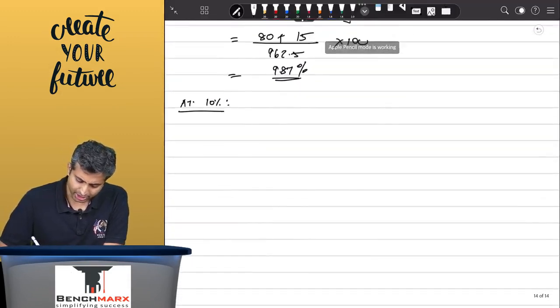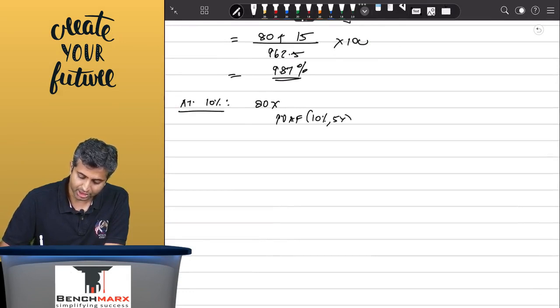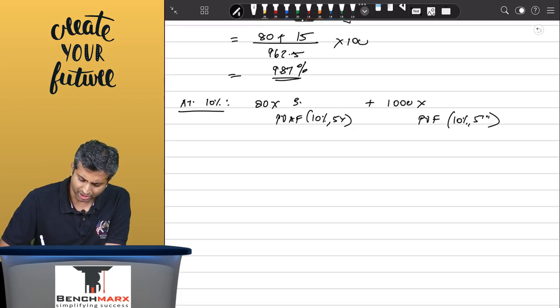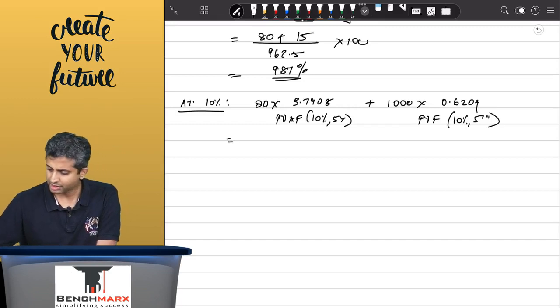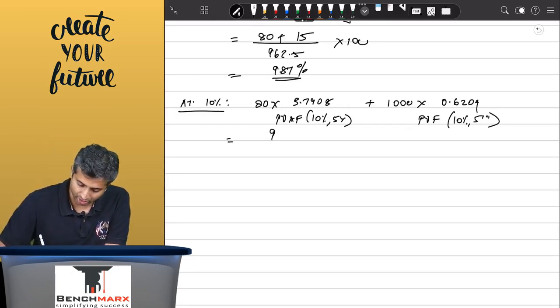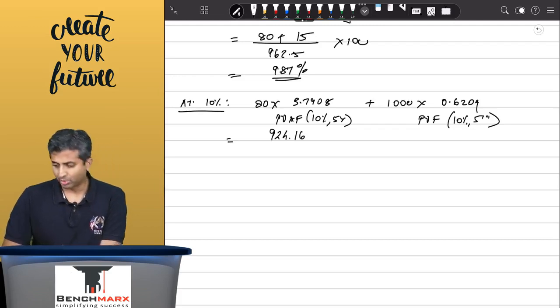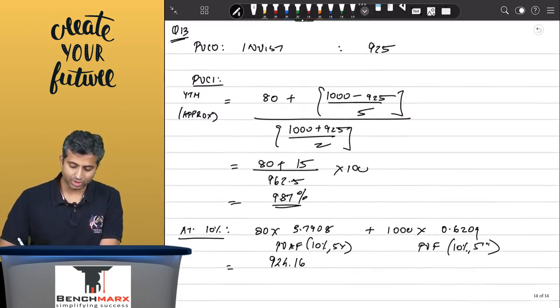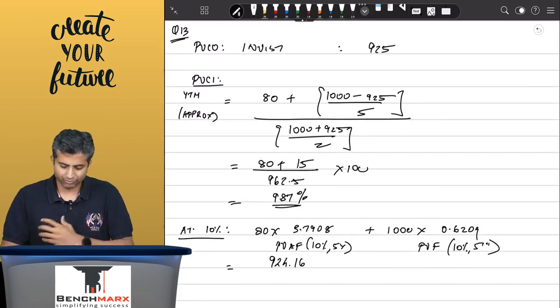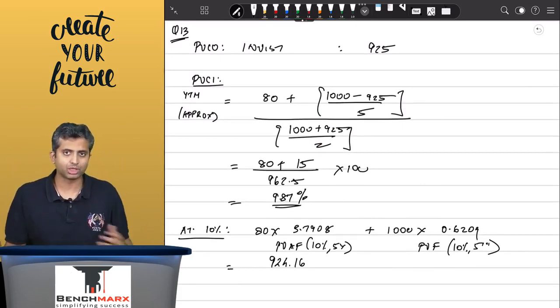8%. So this is 80 into the PVAF at the rate of 10% for a period of 5 years, plus at the end 1000 into the present value factor at the rate of 10% for the 5th year. I think this will be 3.7908 and this will be 0.6209. You can do these workings, but this is 80 into 3.7908 plus 1000 into 0.6209, which is 924.16. For all practical purposes, I would say this is almost equal to 925, so you can say 10% is the YTM.